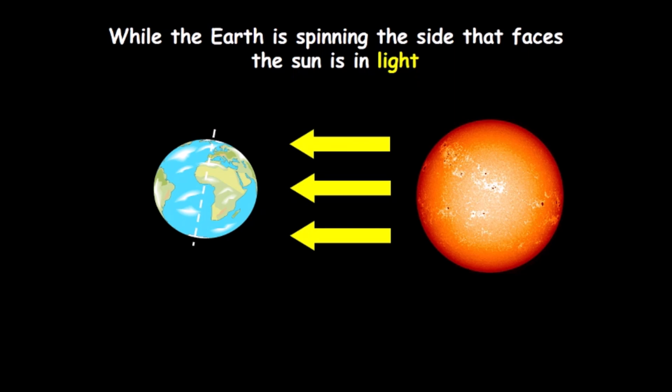So while the Earth is spinning, the side that faces the sun is light. Okay, so we would say maybe potentially that half would have light. All right, and then everyone here would be sleeping.